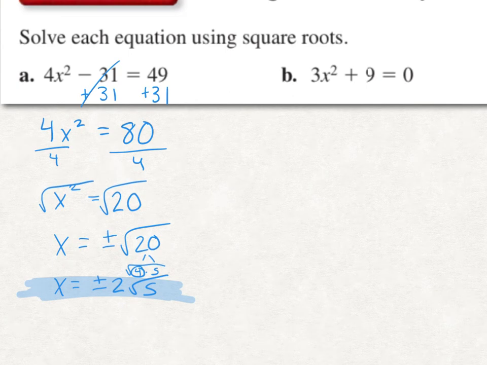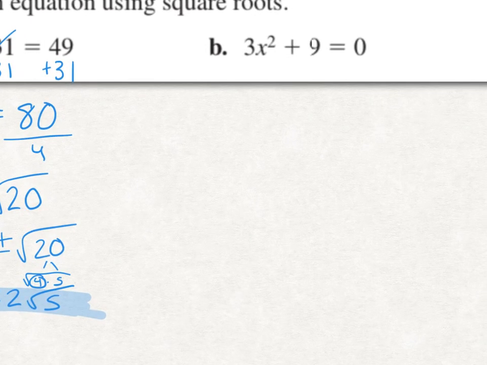Ready for B? I'm going to take the silence as a yes.